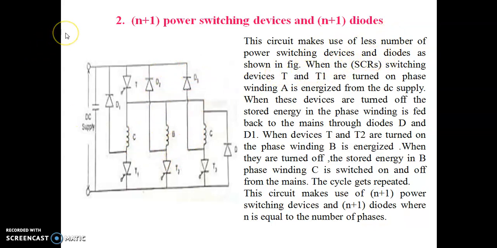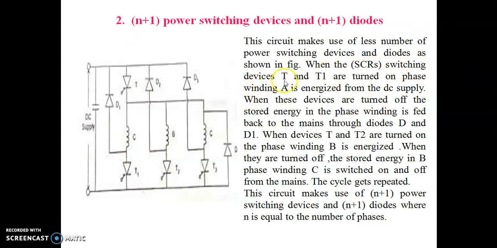Compared to the previous type, where we have 6 semiconductor switching devices and 6 diodes, here we have only 4 thyristor devices. Those devices are the semiconductor switching devices, and we have only 4 diodes here. So the number of switches and the number of diodes are reduced in this circuit.